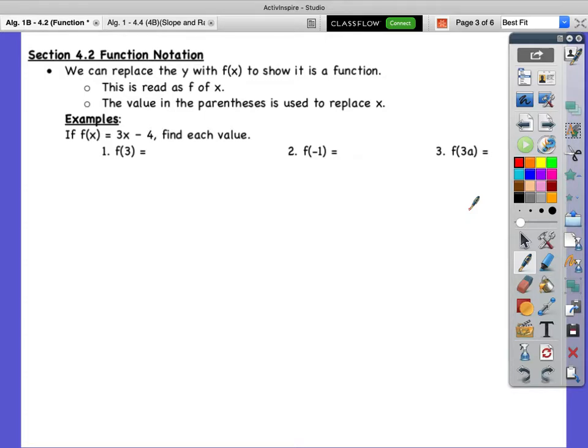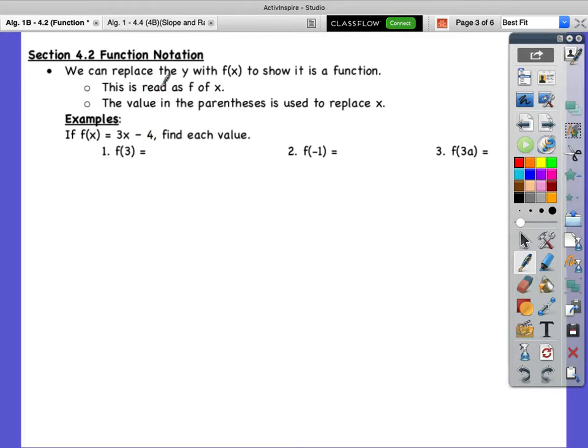So once again, everybody eyes up here, please. If I see this f parentheses x, I read that and I say f of x. Every time I read that, I say f of x. So parentheses is of. The parentheses just means of for us there. It's saying function of x, okay? So the value in parentheses would be used to replace x. So for example, we have f of x is equal to 3x minus 4.